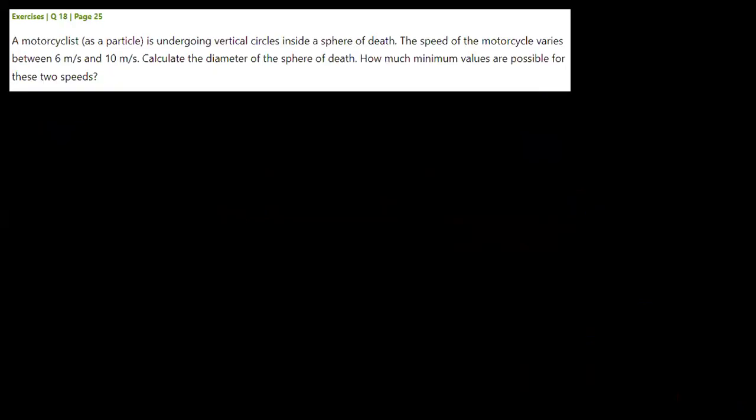A motorcyclist is undergoing vertical circles inside the sphere of death. So again, one more question on the sphere of death is given to you. Sphere of death means well of death itself. And the speed of the motorcycle varies between 6 and 10 meter per second. There are two velocities given to us. Let us assume the first velocity is v1, that is 6 meter per second, and the second velocity is v2, that is 10 meter per second.